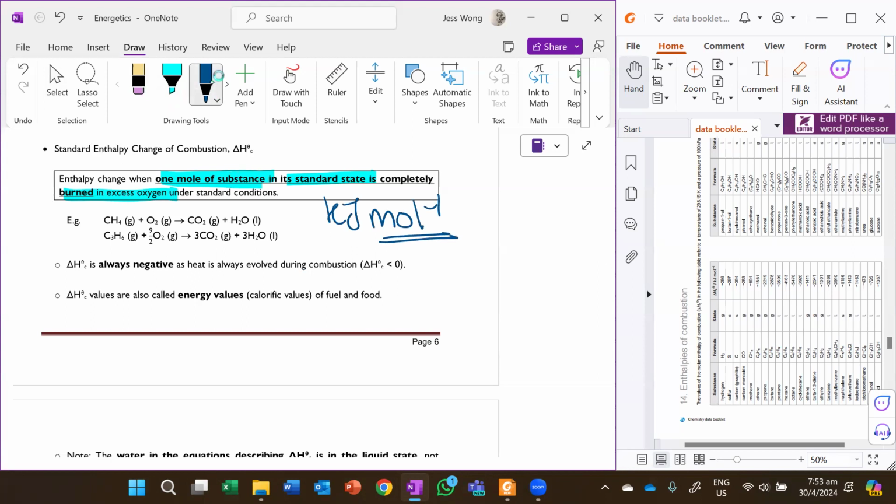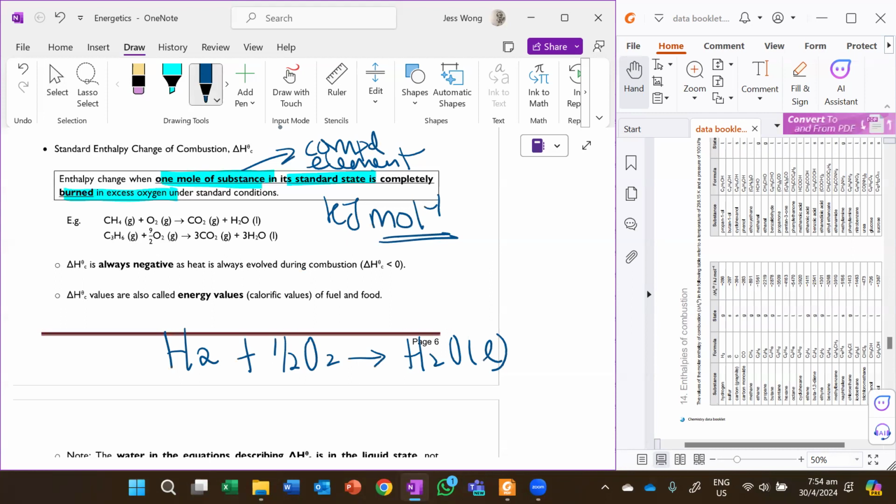Now, the substance must be in a standard state. And in this case, the substance can be a compound or can be an element. You burn it completely in the standard state under excess oxygen and you are under standard conditions. So it did not tell you that you definitely must get CO2 and water. Okay, CO2 and water is only for the case of carbon and hydrocarbons. But if I have a case of burning hydrogen, so that will be my equation for enthalpy change of combustion of hydrogen gas.